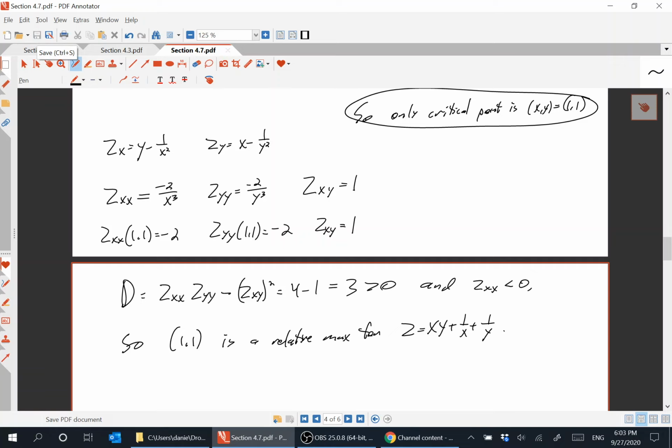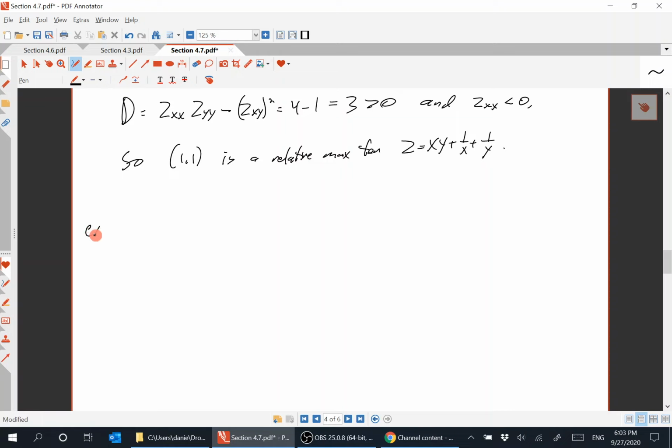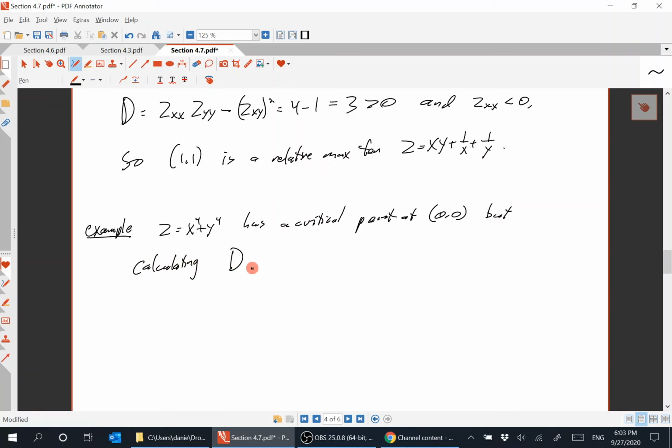But there, again, like I was saying, there are functions where you don't get an answer, where this second derivative test is inconclusive. So, for example, z equal to x to the fourth plus y to the fourth has a critical point at 0, 0, but calculating d at 0, 0 yields just d equal to 0. So it would be inconclusive there.